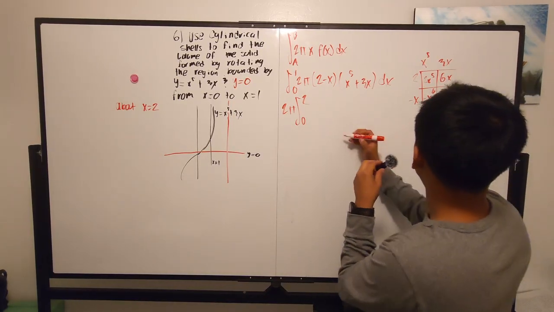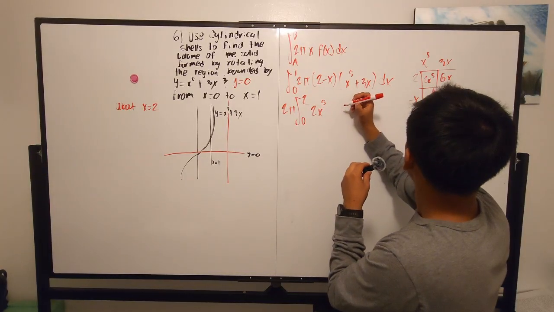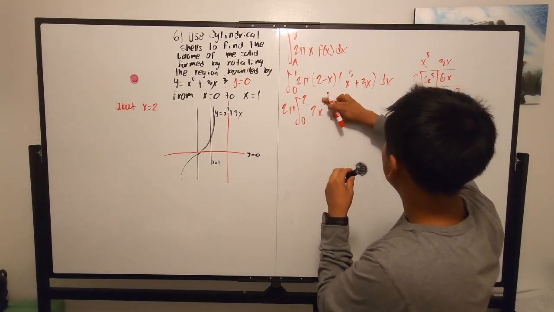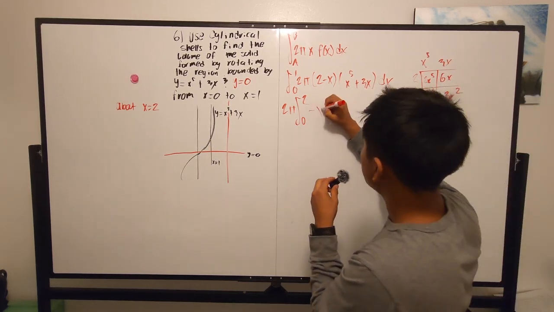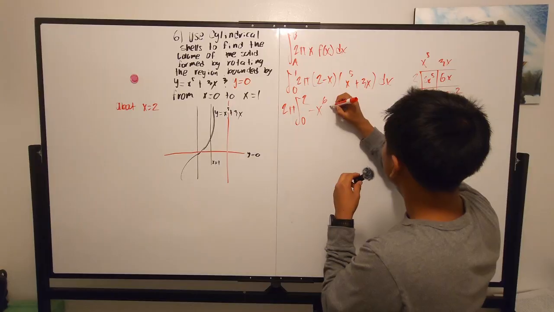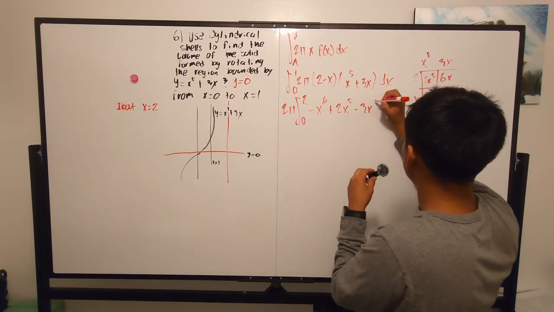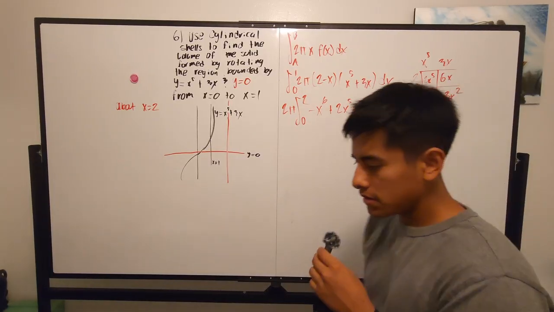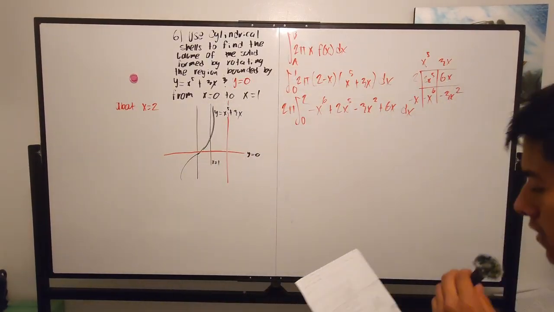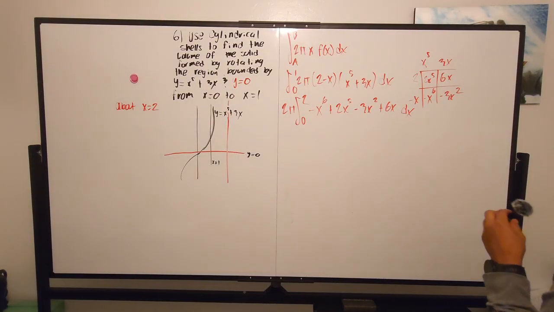We're going to rewrite that over here. Actually, let me write the biggest one first. So we have negative x to the power of 6 plus 2x to the power of 5 minus 3x squared plus 6x with respect to x. Let me just make sure I have this right. And I do. And now we're here.